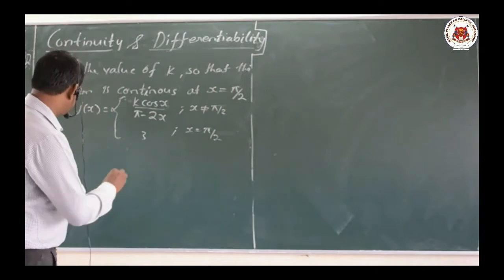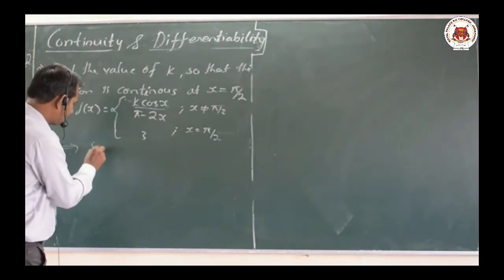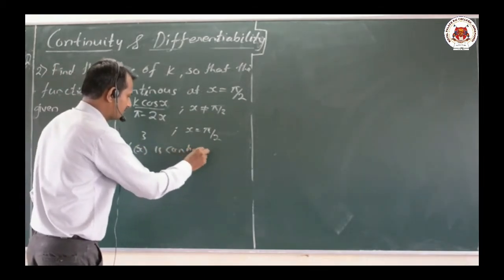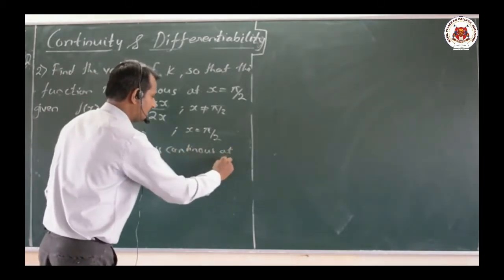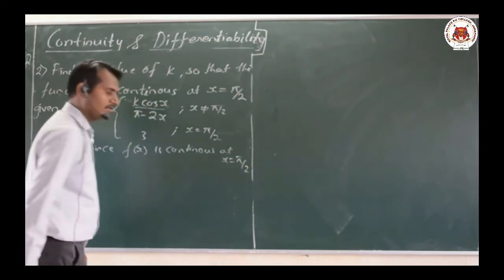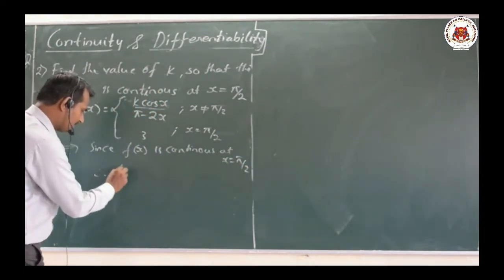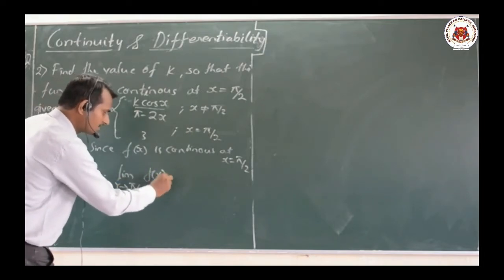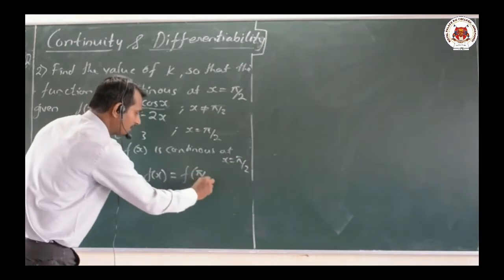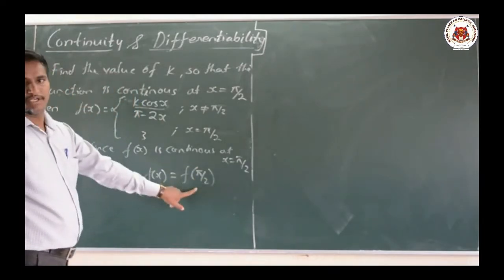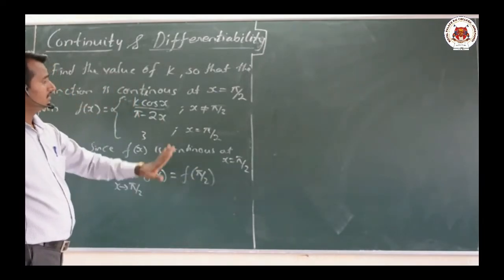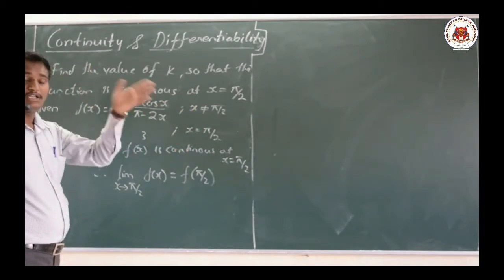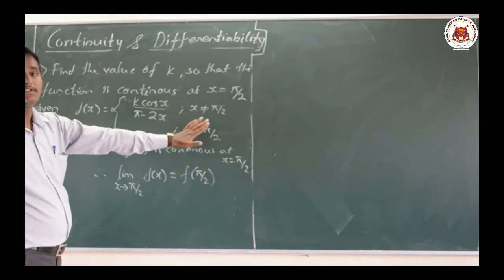Since f of x is continuous at x equal to pi by 2, here already it is continuous, therefore the limit as x tends to pi by 2 of f of x will be f of pi by 2. This value is required to be found here. Now, if it is less than or equal to, greater than or equal to, then it is very simple to use the left hand limit and right hand limit. It depends on the problems.